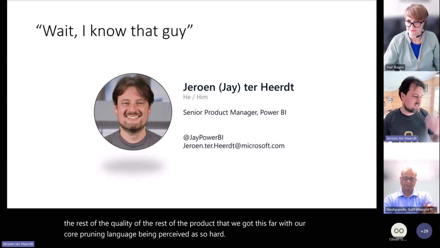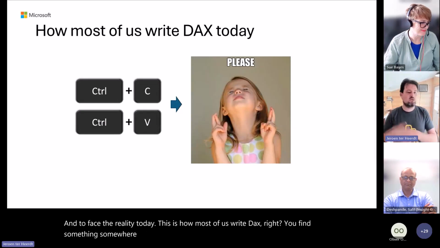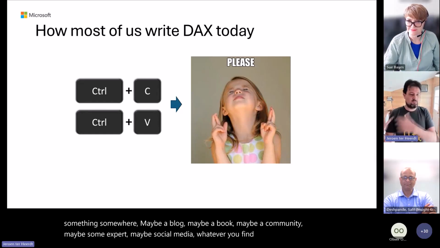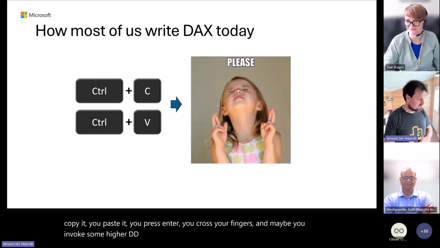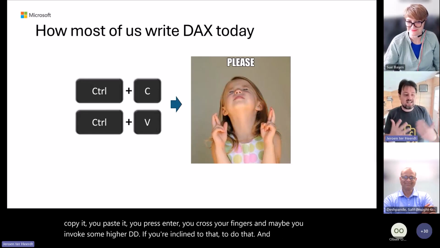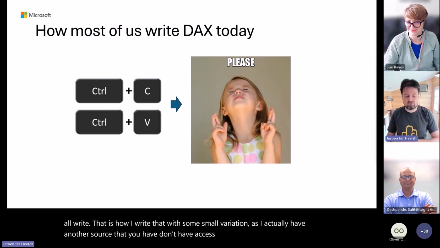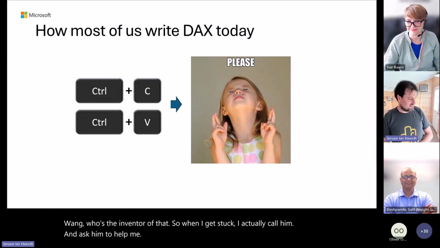And to face the reality today, this is how most of us write DAX, right? You find something somewhere, maybe a blog, maybe a book, maybe a community, maybe some expert, maybe social media, whatever. You find some DAX, you copy it, you paste it, you press enter, you cross your fingers, and maybe you invoke some higher deity if you're inclined to do that. And that's how we all write DAX. That is how I write DAX. With some small variation, in that I actually have another source that you don't have access to. That source is called Jeffrey Wang, who's the inventor of DAX. So when I get stuck, I actually call him and ask him to help me. We'll see an example of that in the slides.